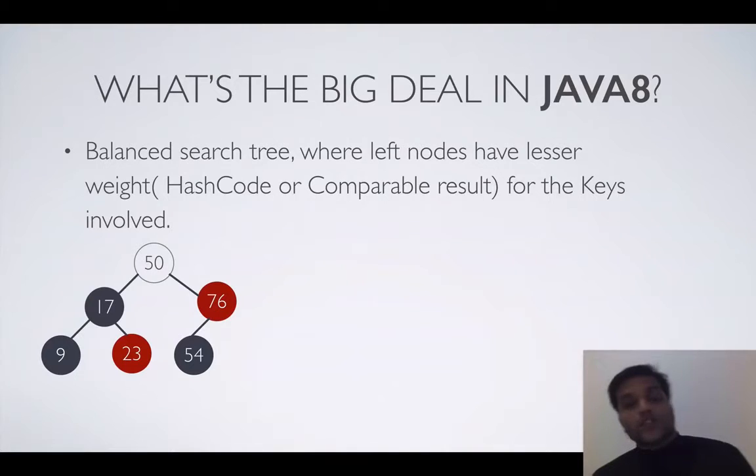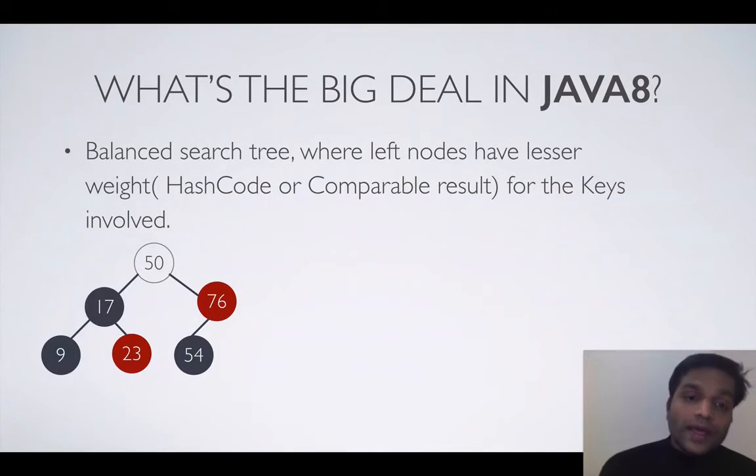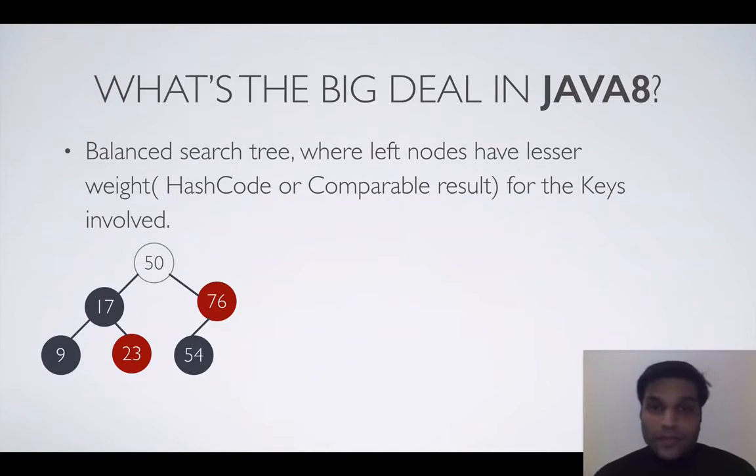The balanced search tree is ordered based on the hash code: the smaller hash code will be on the left-hand node, and the higher hash code will be on the right side. In case the hash codes are the same, the keys are compared, and the bigger key goes to the right and the smaller key goes to the left. So again, the efficiency of the tree-based enhancement depends a lot on the hash code and comparable implementations that you have provided. So that is the enhancement in Java 8.